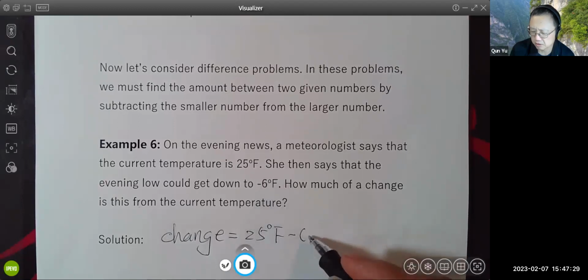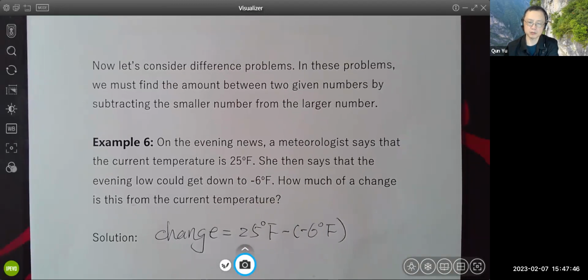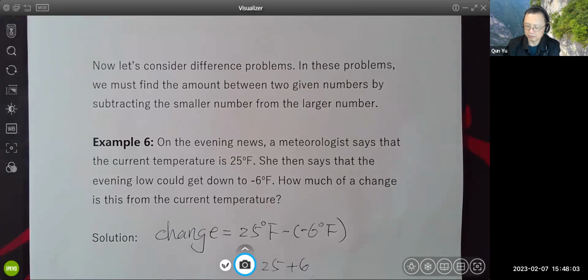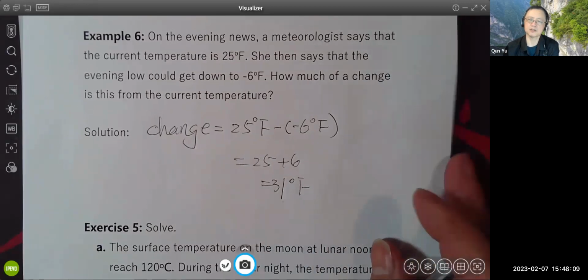And this one is -6 degrees. This is the second number, and we want to subtract it. Don't forget you subtract the negative number. The sign in front of 6 itself is not subtraction. It just tells you it's below zero, below the zero point, because in the Fahrenheit system, 32 degrees is the freezing point. So subtracting a negative is equivalent to adding: 25 plus 6. That is 31 degrees Fahrenheit. Now the change is 31 degrees Fahrenheit.